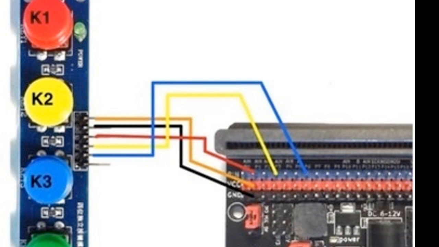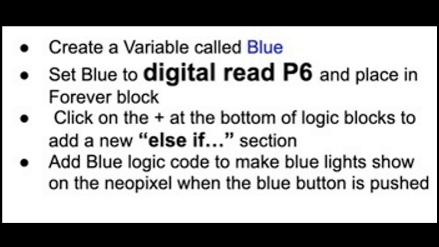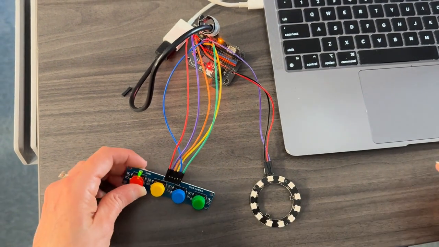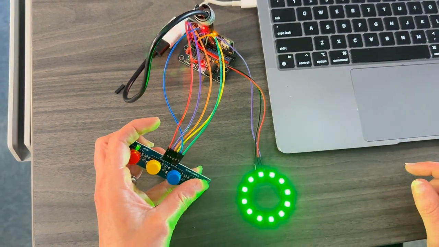If the red and yellow button work properly, you guessed it, we're moving on to the key 3 or blue button. Make sure you wire properly and then add the code. You should be able to do this with minimal help. And finally, if you have the red, yellow, and blue buttons working, go to key 4, the green button, key 4 to pin 7, add the code, and try it. Should look like this. And then you can make it even more impressive than this.